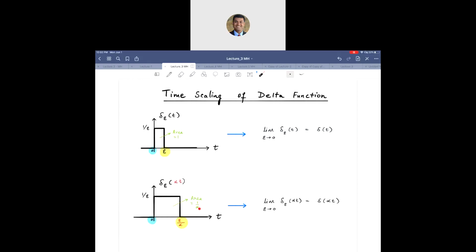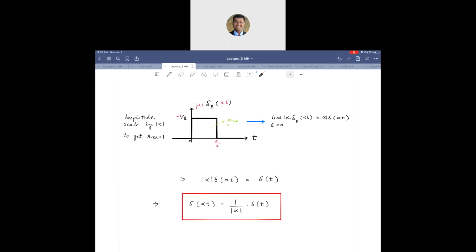Now, an area of 1 over alpha is not so good. Mathematically, it's not very convenient, because it is not following the property of an impulse function. The property of an impulse function is that when you integrate over it, you should get an area of 1. So in order to get an area of 1, we can do an amplitude scaling on top of the time scaling. We are going to scale the amplitude by the absolute value of alpha because we don't want that to become negative.